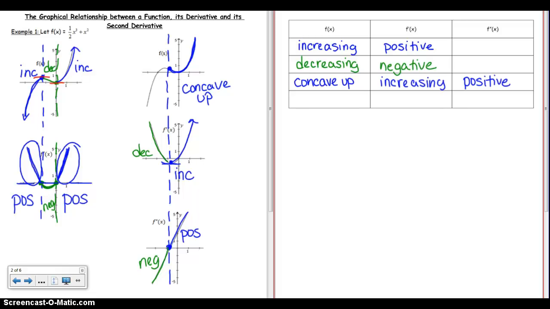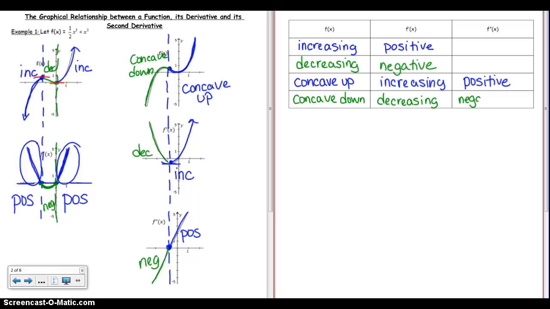And similarly, if you look where the derivative is decreasing or the second derivative is negative, you see that the function graph is what we call concave down. It's an upside down U shape. It opens down. And so the same relationship, the function will be concave down, where the derivative is decreasing, and where the second derivative is negative.